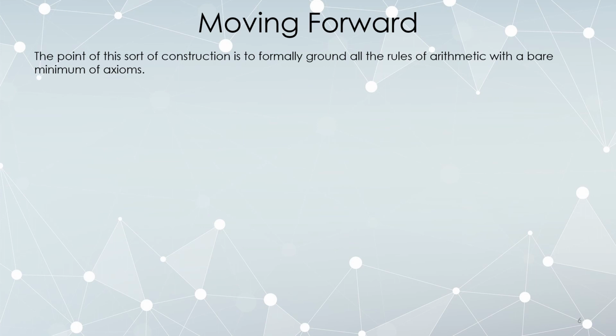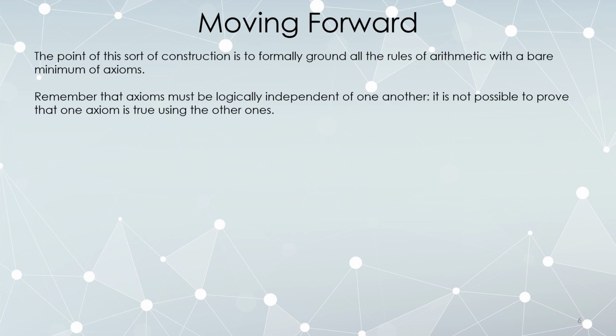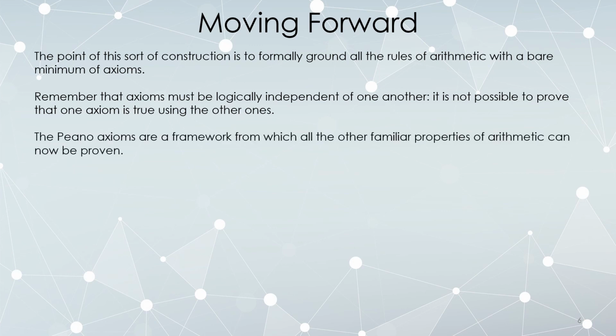So what's been worked out is that the Peano axioms are all independent from one another, and using them we can prove everything else we know about arithmetic. Okay, so we can't actually prove one axiom using the others. If you think about axiom 9, a plus 0 is equal to a, that seems obviously true. But trust me, you can't prove that using the other axioms. These axioms are now a framework from which all familiar properties of arithmetic can be proven.